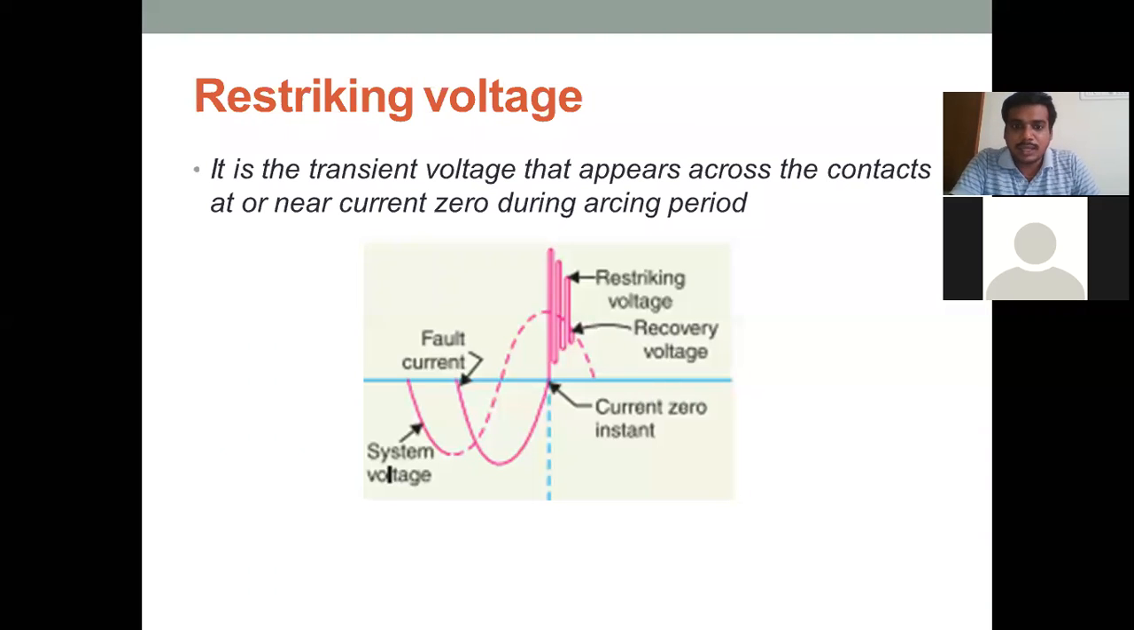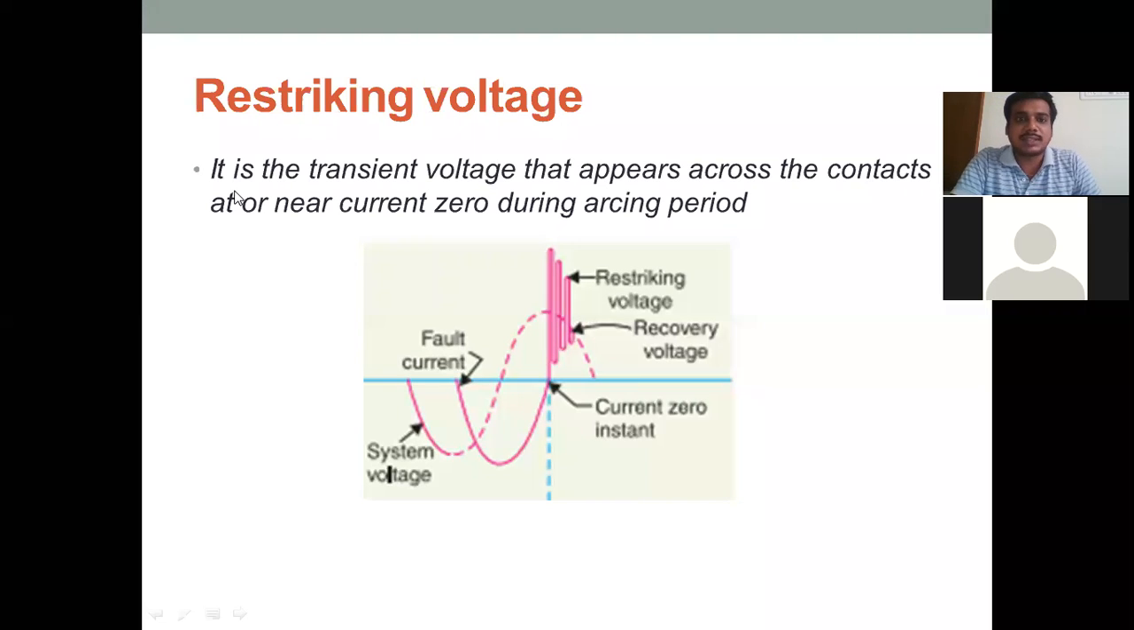So what is the arc voltage? The voltage which exists across the arc is called the arc voltage, and at the instant of current zero, this will be low. After that it will start increasing. This is also called the transient voltage. These transient voltages appear across the contacts for a short time. That is called the restriking voltage. After a short time it recovers, and it again becomes a sinusoidal voltage. That is called the recovery voltage. This is the difference between the arc voltage, restriking voltage, and the recovery voltage.